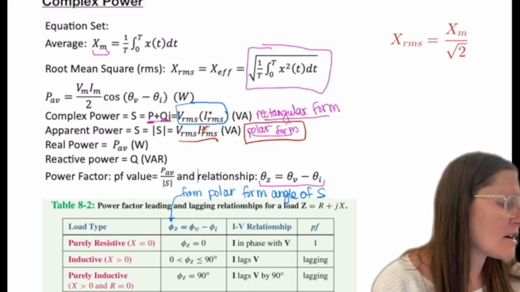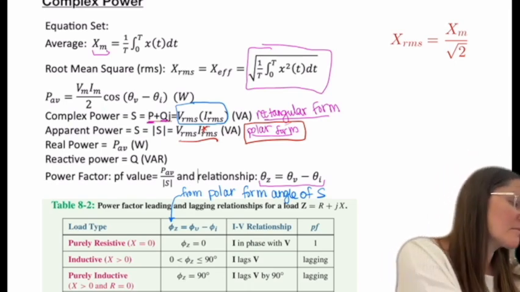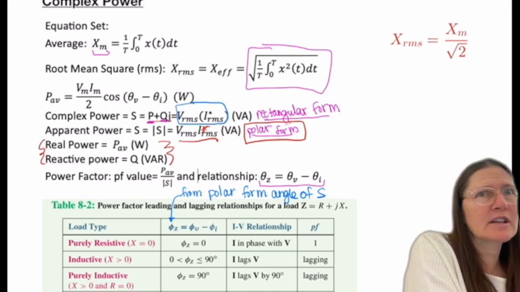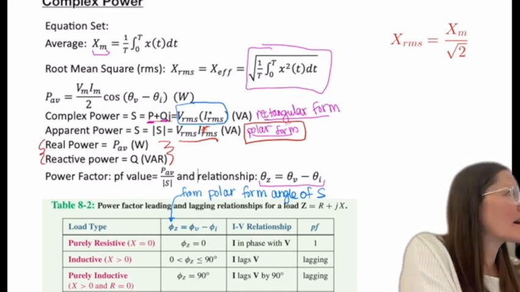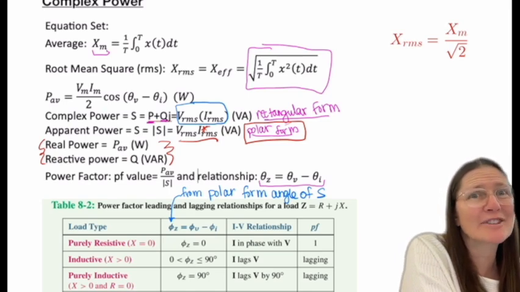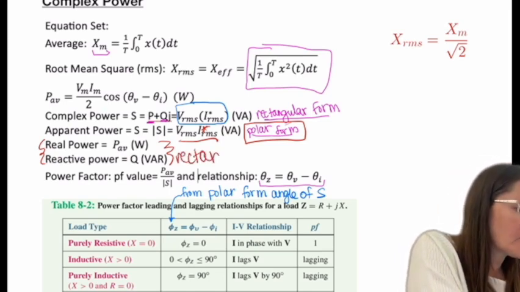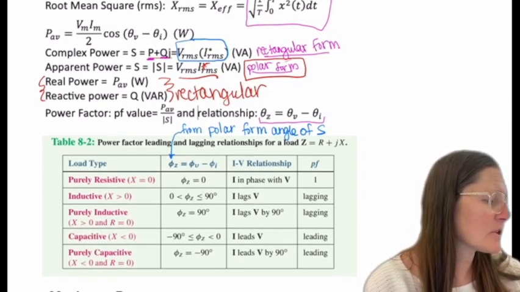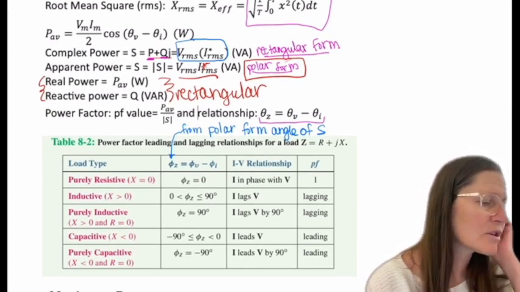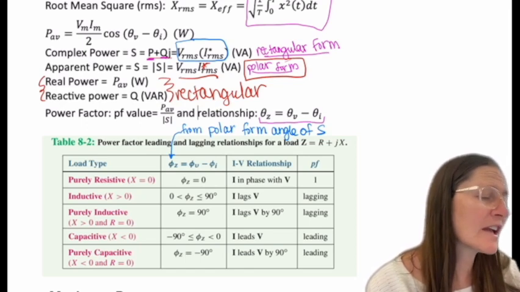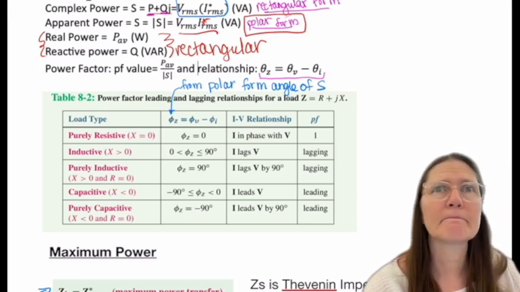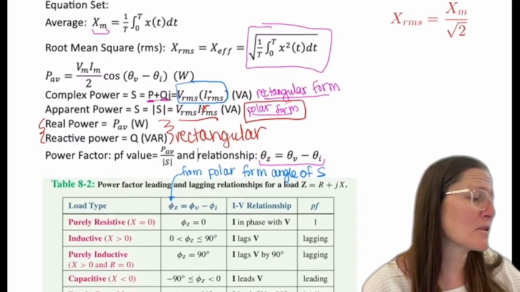And then rectangular form to get the real power, which is going to be in watts, and the complex part is the reactive power, volt ampere reactive, VAR. So this is rectangular form. From these values, you can then find the power factor, and that's going to be the real average power over the magnitude from the polar form. And then you look at the angle in the polar form. If the angle is positive, it means that it's lagging. If it's negative, it means it's leading. Okay? Questions about complex power?